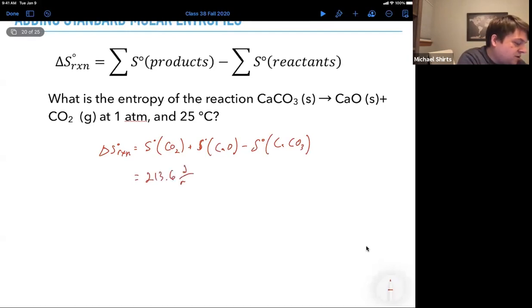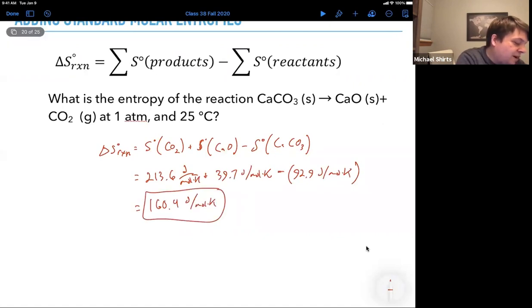The entropy of CO2 is 213.6 joules per mole Kelvin. Makes sense, pretty big, it's a gas. The entropy of calcium oxide is 39.7 joules per mole Kelvin. Makes sense. It's not a gas, so it should be much lower. Minus the entropy of CaCO3, 92.9 joules per mole Kelvin. It's a more complex solid, so it should have a larger entropy than CaO. And that ends up adding to 160.4 joules per mole Kelvin, which makes sense. It should be greater than 0 because we're going from no moles of gas to 1 mole of gas. So it's actually quite a large amount of entropy produced. This makes sense from the qualitative analysis we did before.